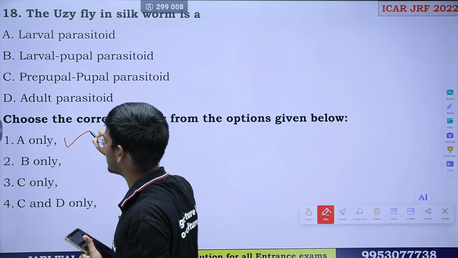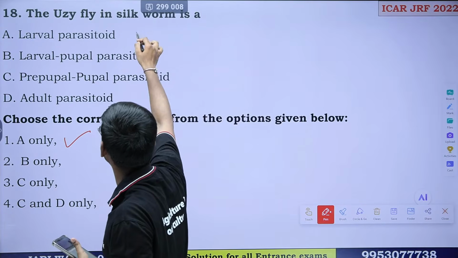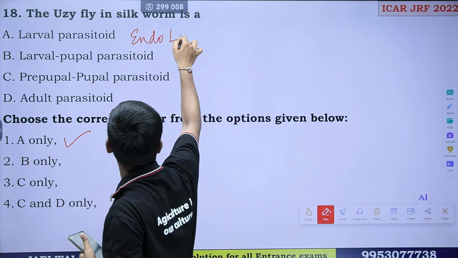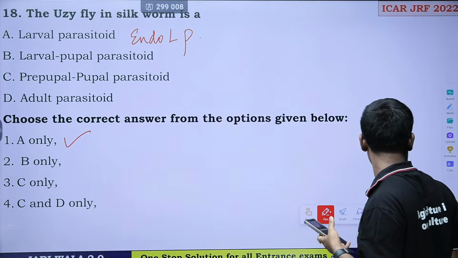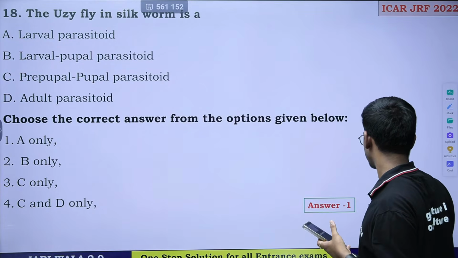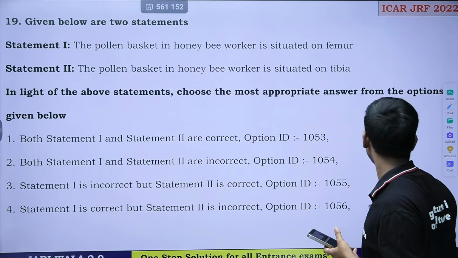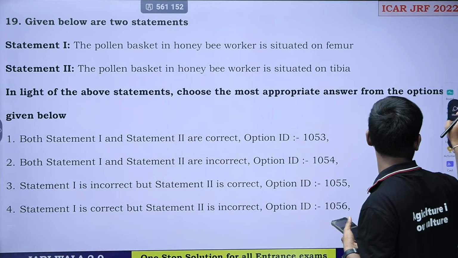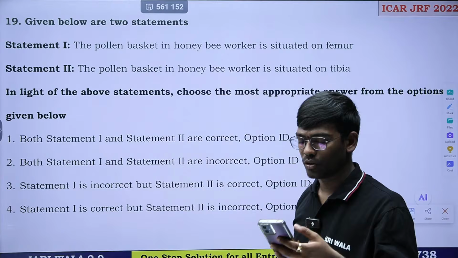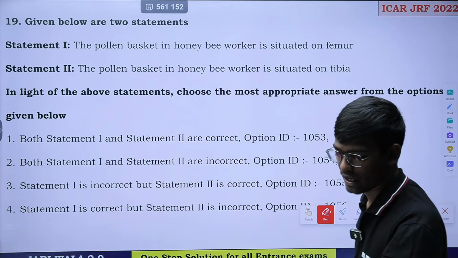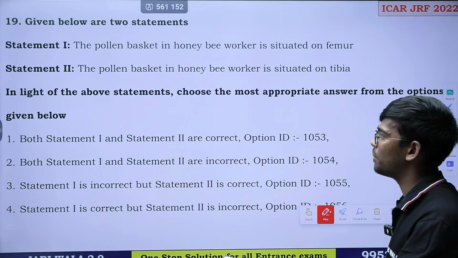So sometimes the question may ask whether it's ecto or endo. So specifically it's an endolarval parasitoid. Okay. Oozy fly causing damage. So here we have the larval endoparasite. One boy responded well.